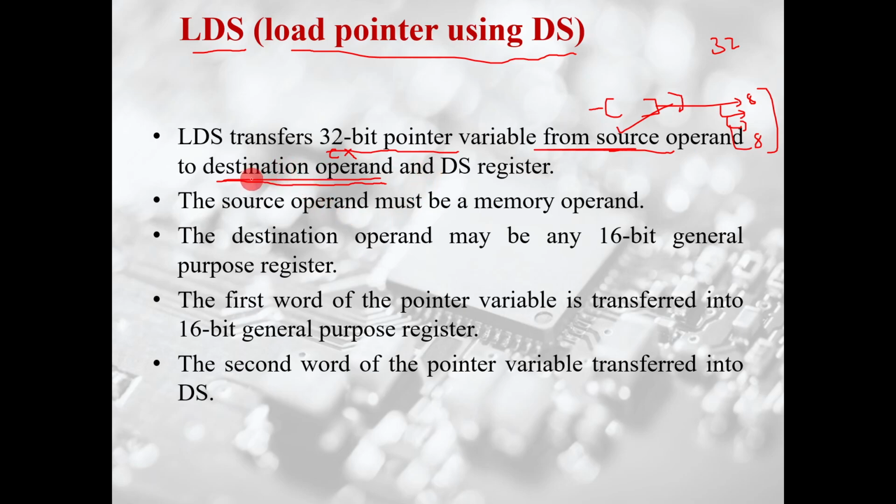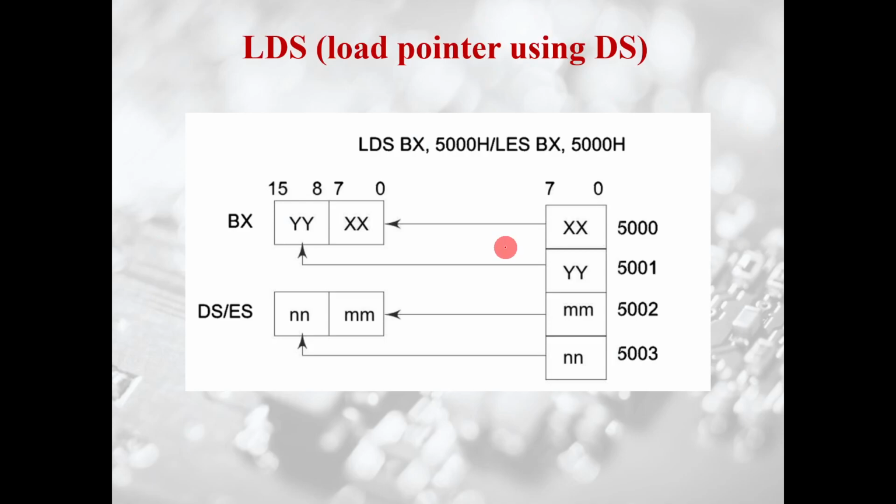Now you need to specify the destination register where this data needs to be put. If I write CX, only 2 bytes of information can come there. What about the remaining 2 bytes? The remaining 2 bytes will be put into the DS register. This is the default, we can't change this. When I write LDS, 2 bytes will be brought into DS. I have to specify the source and the destination. It will be clear in the example, so let me give an example.